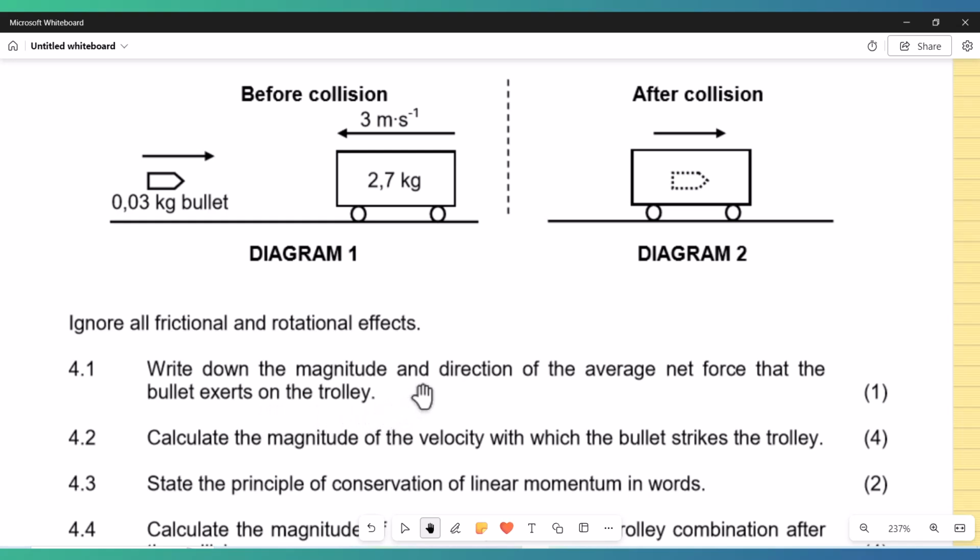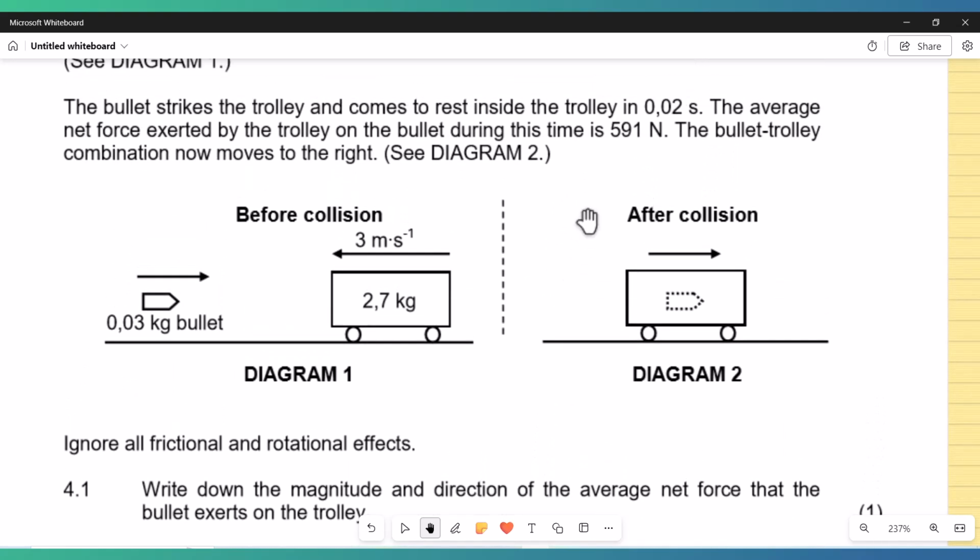Now the bullet exerts a force on the trolley, and also the trolley exerts a force on the bullet, because we have the distance. Now the force of the trolley on the bullet, let's check the distance again. 591 newtons to the left, which means the bullet will exert the same force on the trolley, 0,02 meters. So I'm going to say here 591 newtons, but to the right.